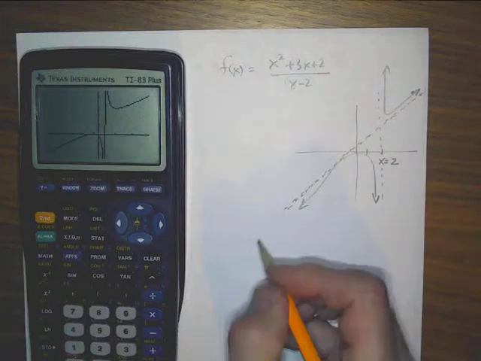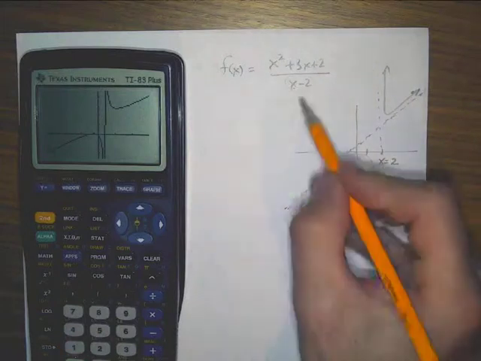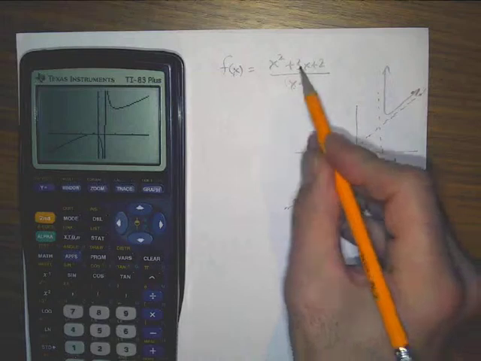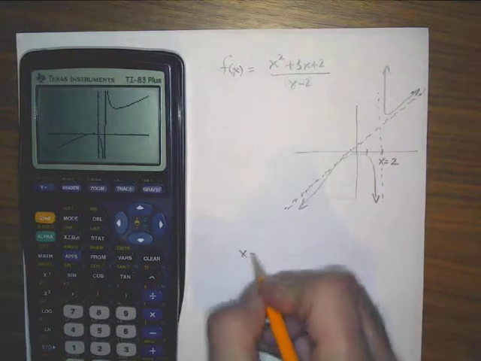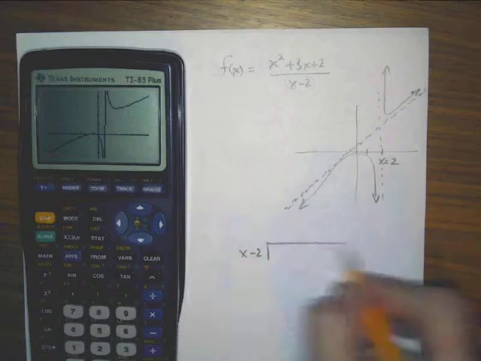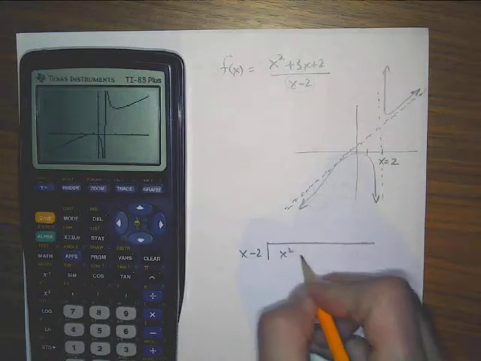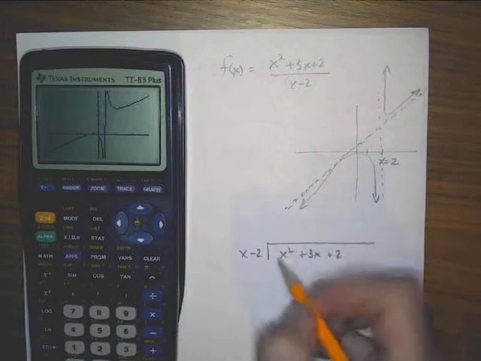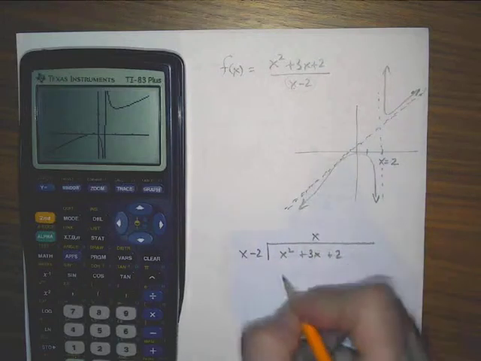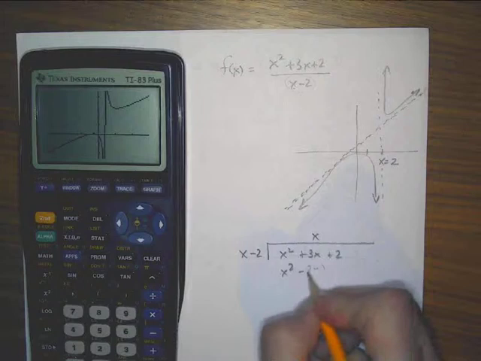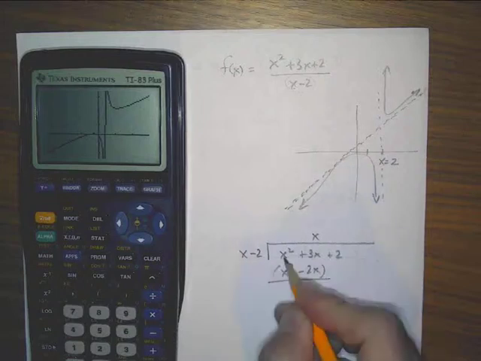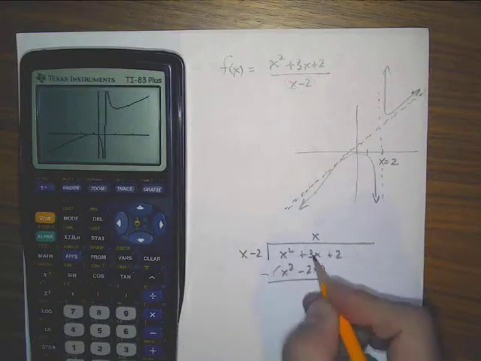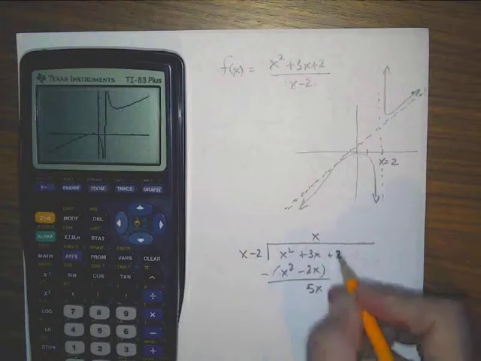Okay? So how we're going to do that is we're going to divide the denominator into the numerator. So x minus 2, we're going to divide that into x squared plus 3x plus 2. So let's see, multiply by x, minus 2x. So that's a 0, and that becomes a 5x.